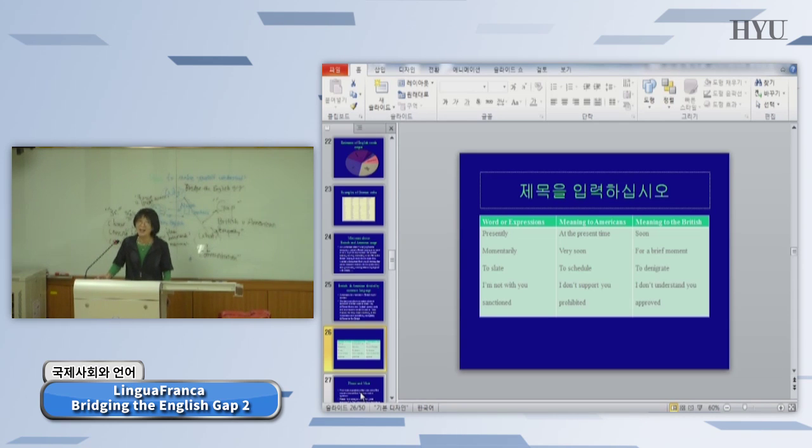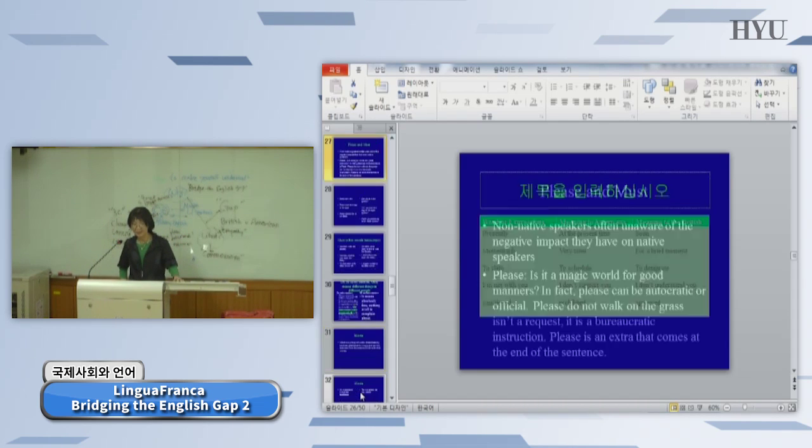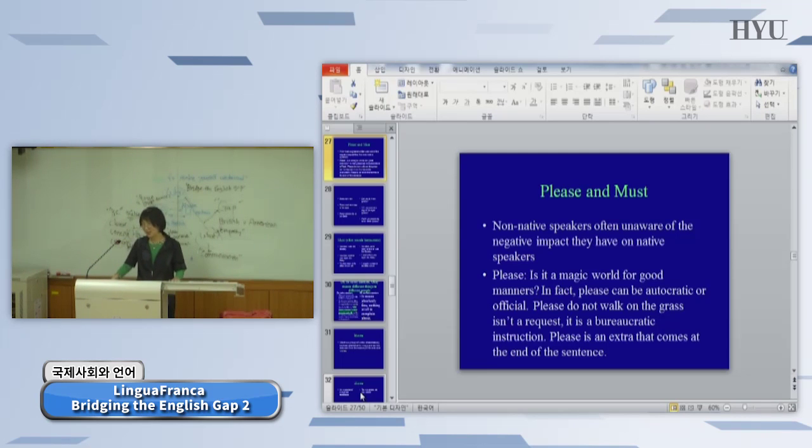You can see, this is a very interesting case that even though the British and the Americans share a common ancestor, they have become linguistically apart, so even the same expression has a different meaning. There are also some nuances in the words please and must. Non-native speakers are often unaware of the negative impact they have on native speakers. For example, please. What kind of image do you have about this word please?